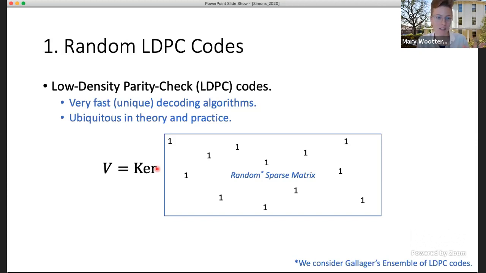However, if the subspace that you're looking at is the kernel of some sparse matrix, then it turns out that there are efficient algorithms to do this. So there are very fast, what are called unique decoding algorithms. And for this reason, LDPC codes are ubiquitous in both theory and practice.